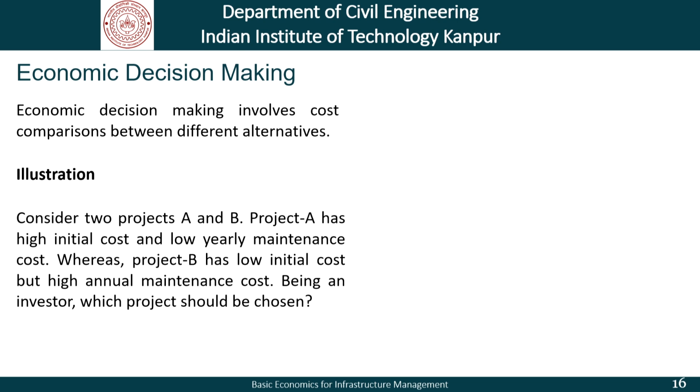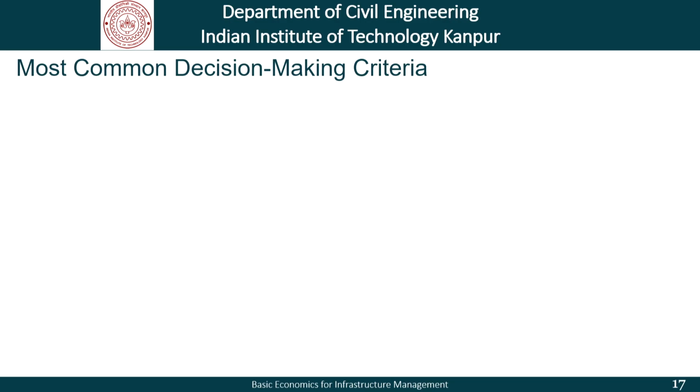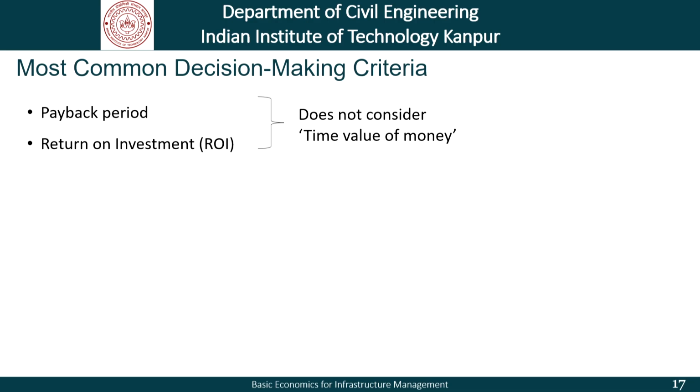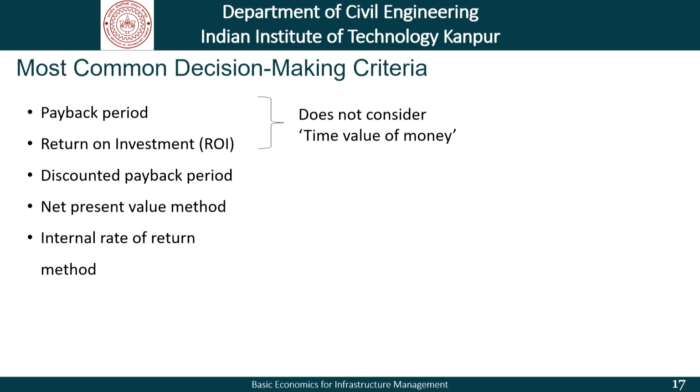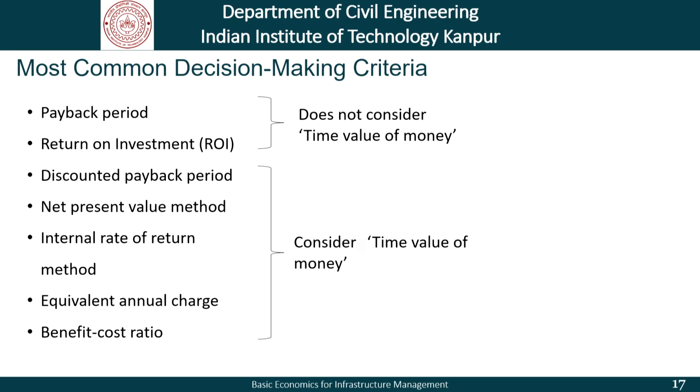Now, in order to do that, we need to make a decision. So, some of these decision making tools that we use are a payback period, return on investment. These two do not consider the time value of money. There are several others which actually consider the time value of money, and that includes discounted payback period, net present value method, internal rate of return method, equivalent annual charge, and benefit cost ratio. These methods consider the time value of money.